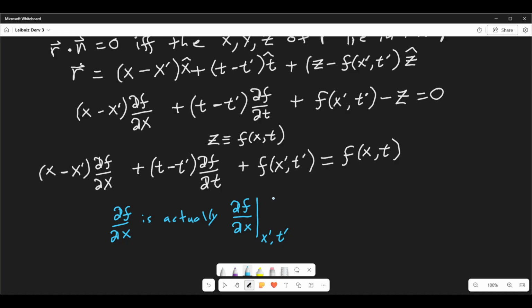And the same thing goes for df/dt, which is df/dt evaluated at t prime. I could also put the x prime there, but I'm not going to write both the x prime and the t prime out. So these are evaluated at t prime, and this is evaluated at t prime.